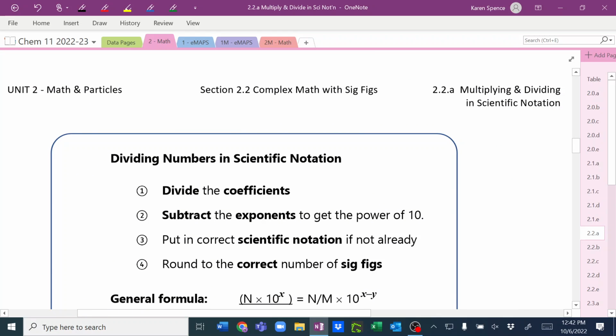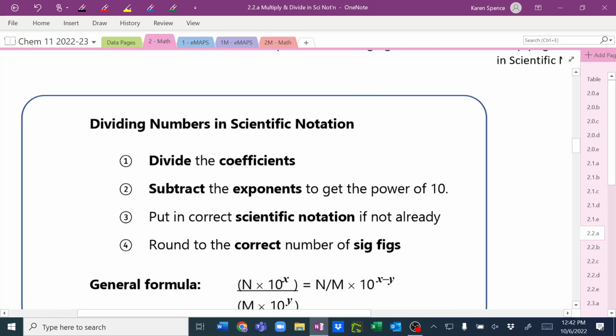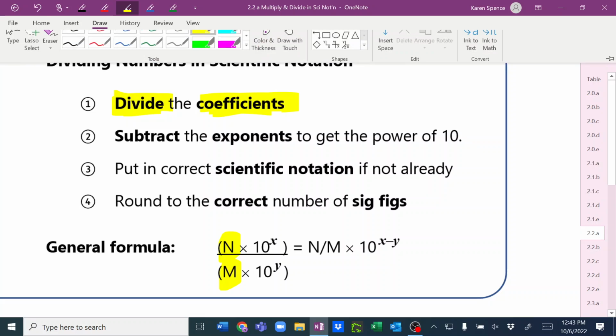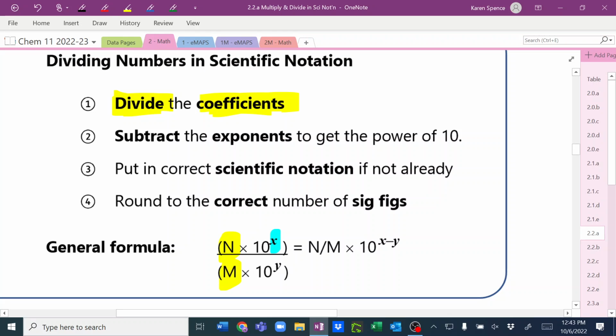Dividing in scientific notation, again, this is without using the exponent button on your calculator. You basically do exactly the same thing, except for in this case, you divide the coefficients. Okay, so you've got n times 10 to the x and m times 10 to the y. You just take your n and divide by m. And because we are dividing instead of adding the exponents, what do we do with them? We subtract them. Okay, so we've got x and y, and we do x minus y. That's how exponents work. Okay?